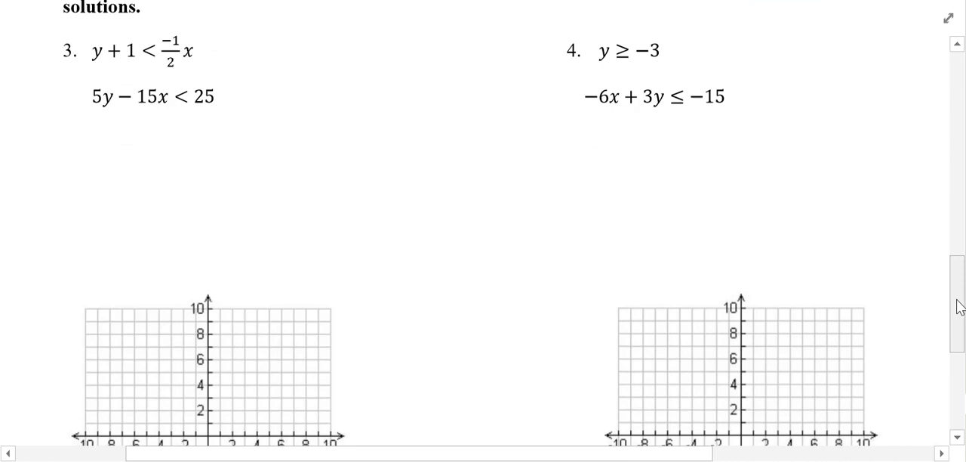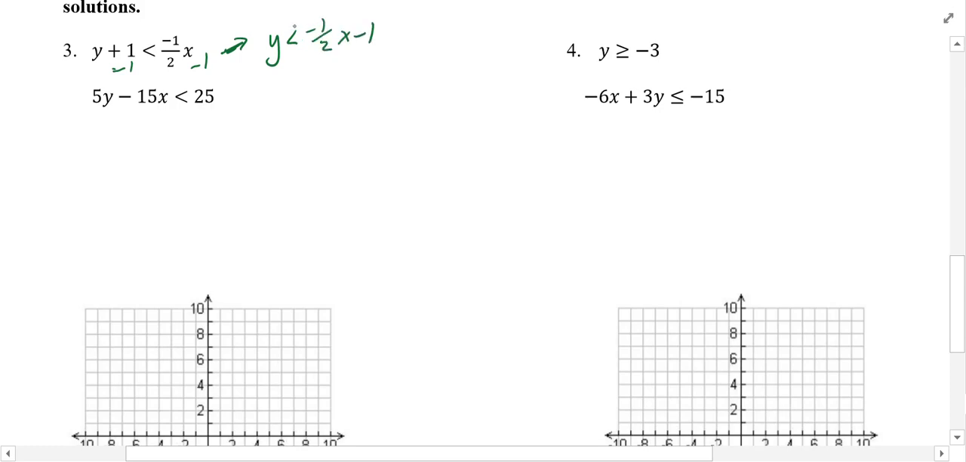So, all right, the first one here, I need to isolate the y. So I'm going to subtract 1 from both sides. So I get over here y is less than negative 1/2 x minus 1.